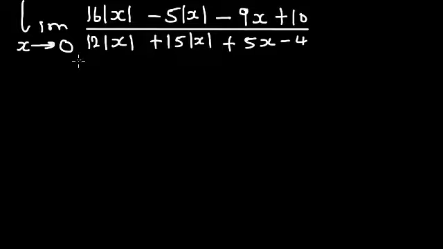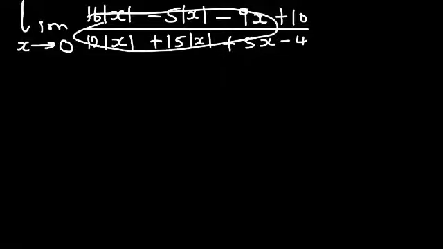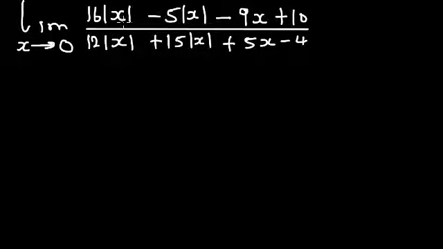Now, before we actually proceed on satisfying the condition, let's pay attention to the function. We have 16 multiplied by the absolute value of x minus 5 times the absolute value of x minus 9x plus 10, divided by 12 times the absolute value of x plus 15 times the absolute value of x plus 5x minus 4. So what should be our first step in this case? Well, we have absolute value, which means we need to understand what the absolute value of x is.